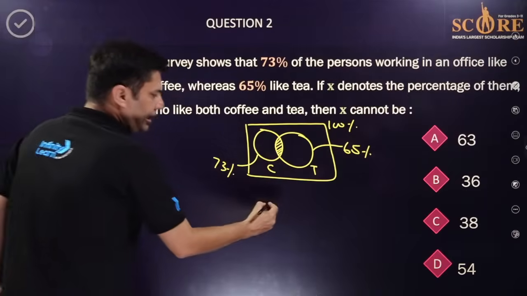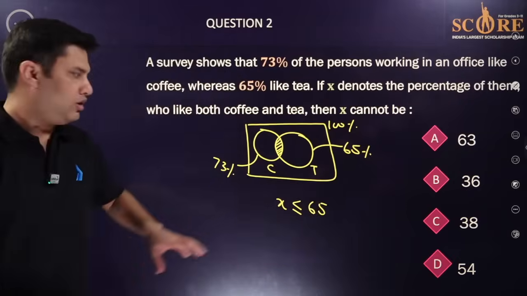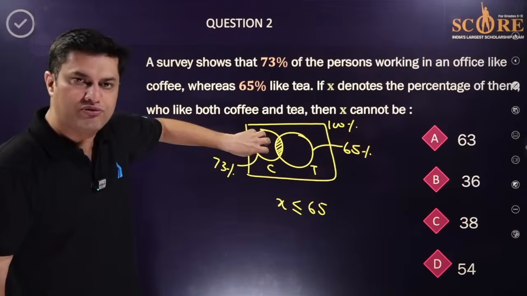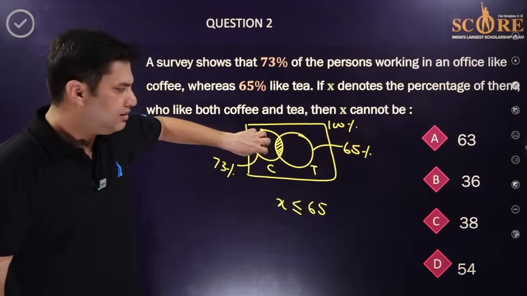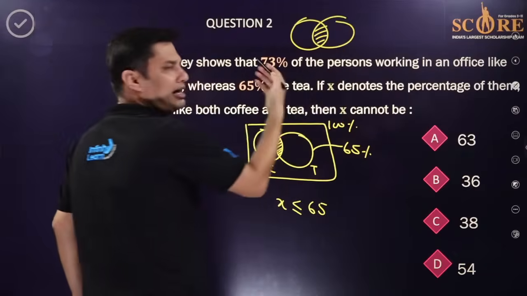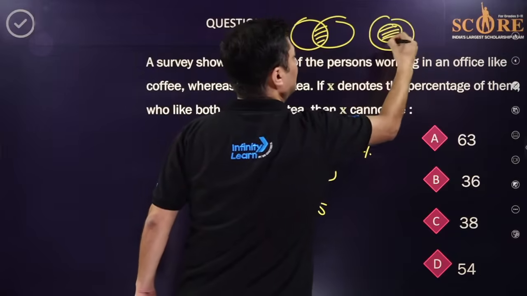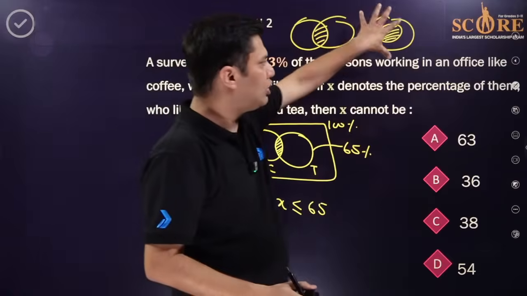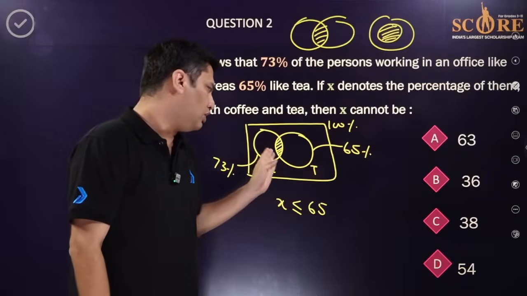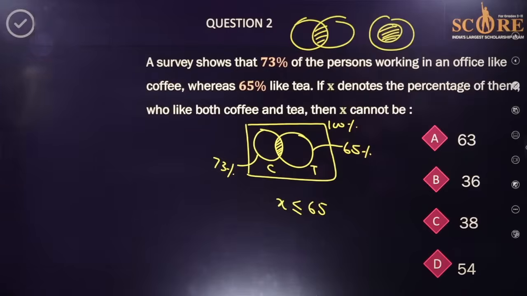The maximum value of X will always be 65%, because when this full set goes inside this set, that means this set becomes a subset of the other bigger set, and that is the maximum intersection. What is the maximum intersection of two sets? Maximum intersection is when one small set goes completely inside another set, becoming a subset of the bigger set. So 65 means every person who likes tea also likes coffee. So X is maximum 65%.